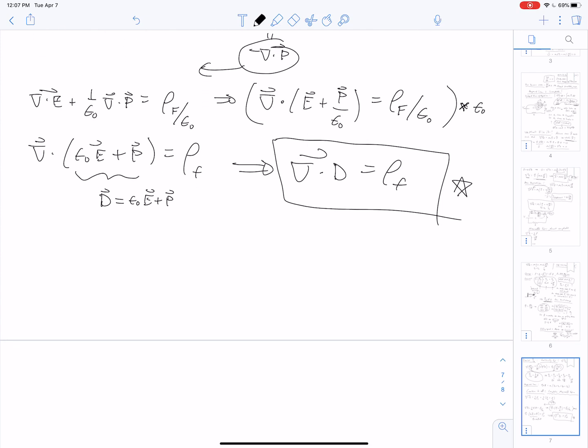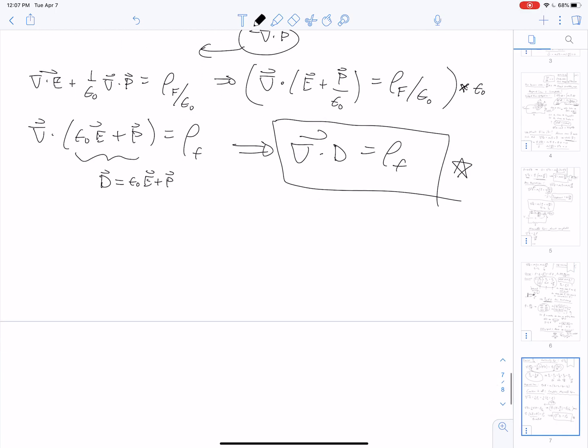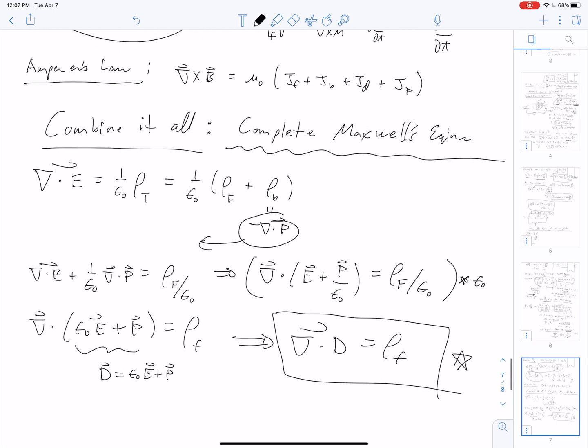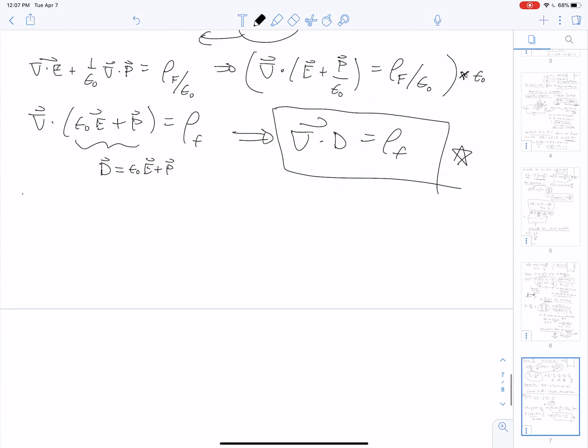And now let's do the second one. We took the divergence of the E field, div E, and now let's take the curl, div and curl. So the next Maxwell's equation is the curl of the electric field. And what is that?